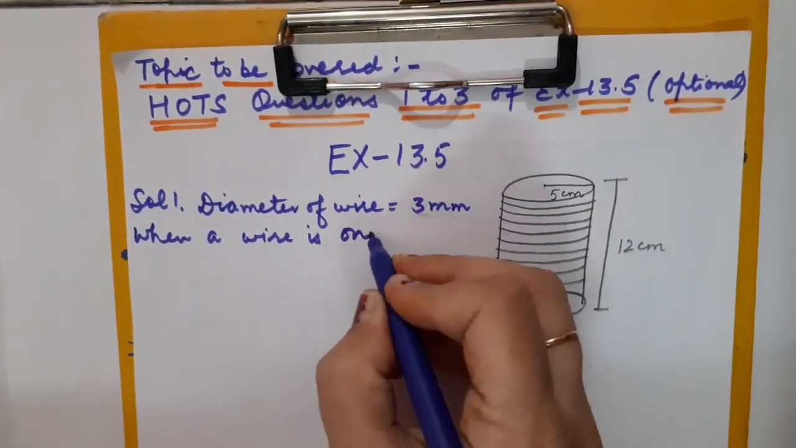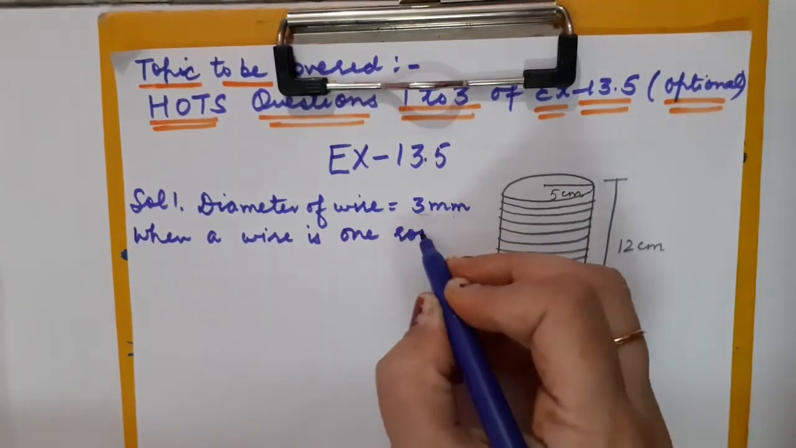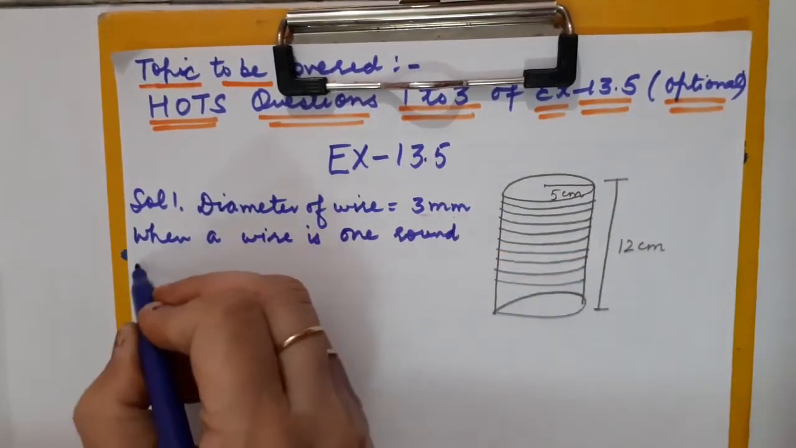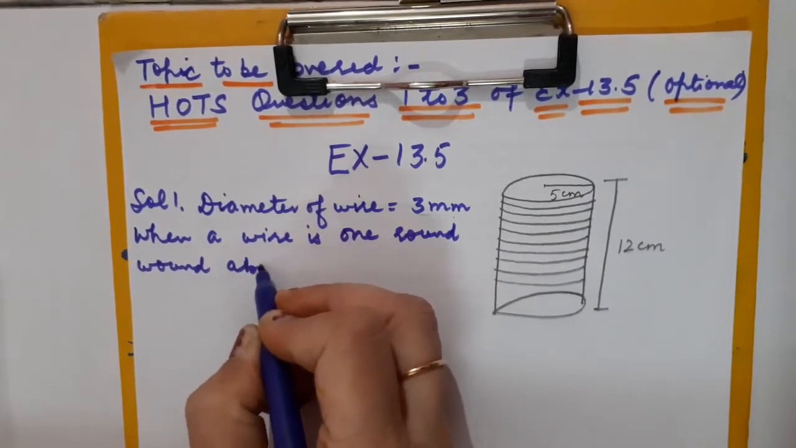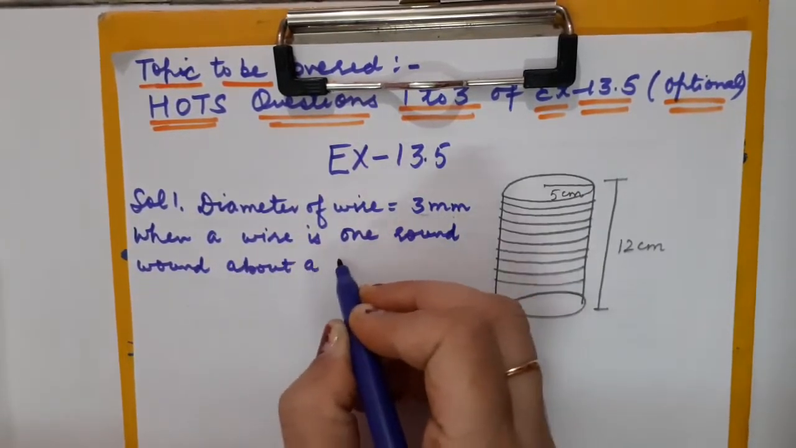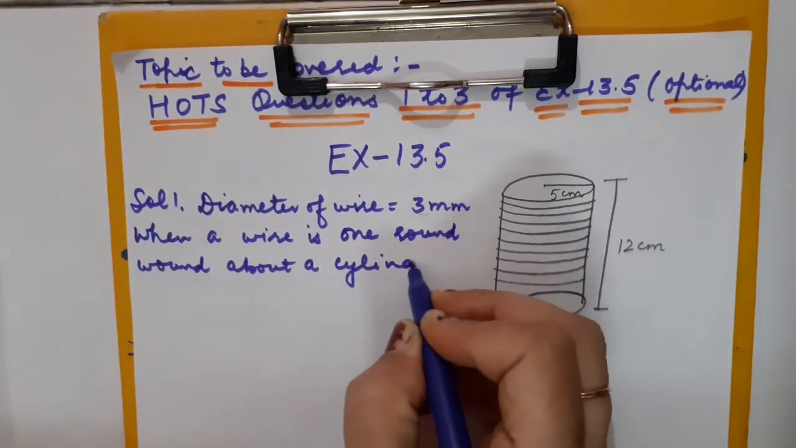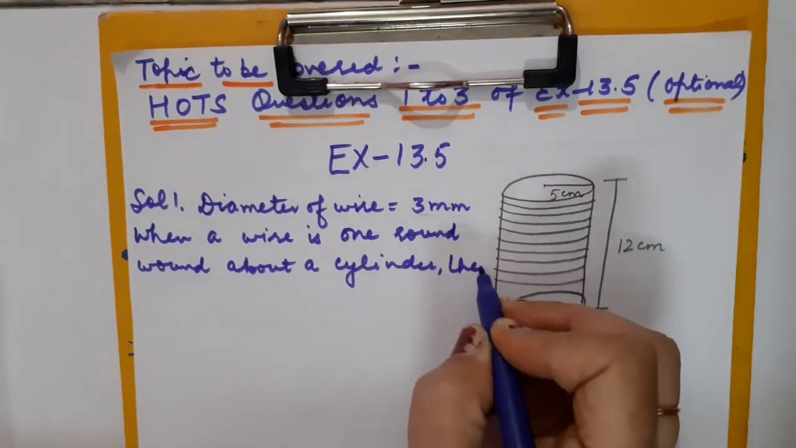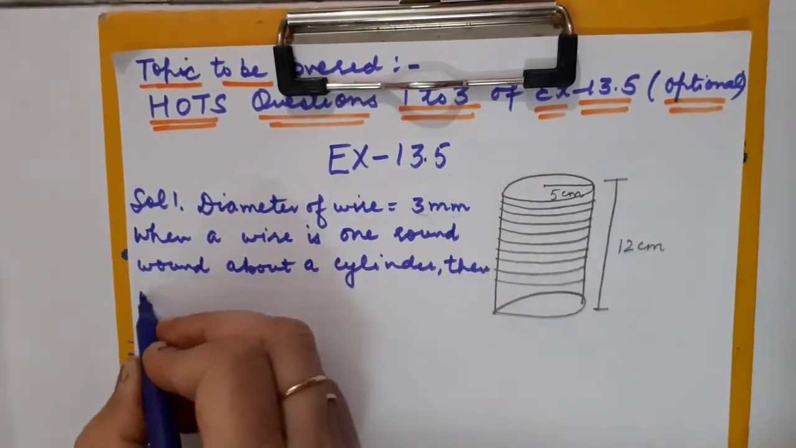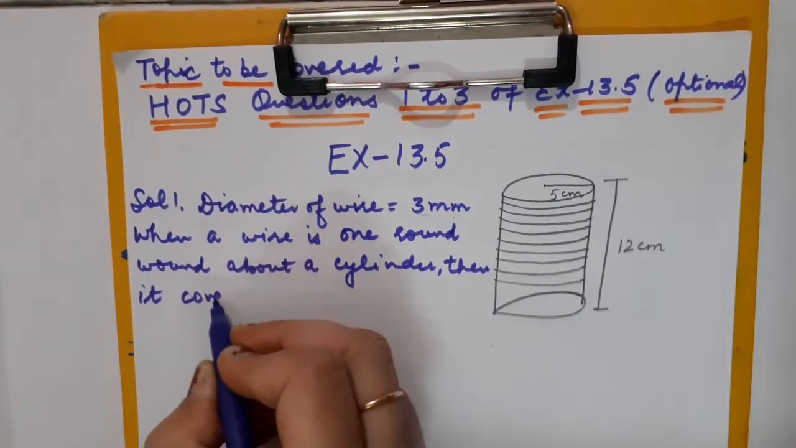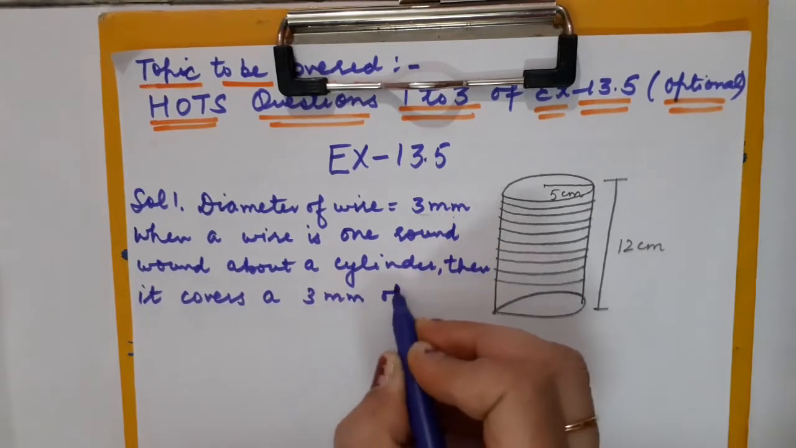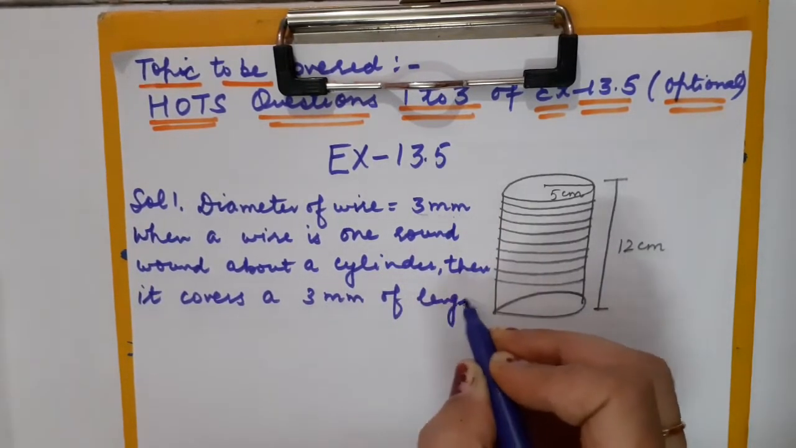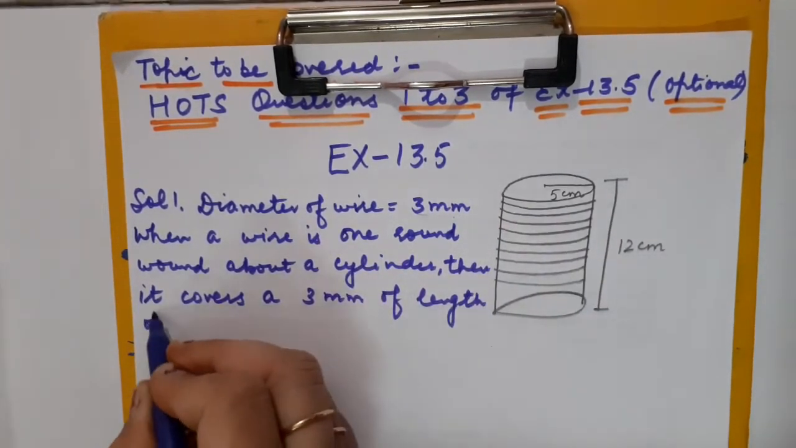So here we are supposed to write: when a wire is wound one round about a cylinder, then it covers 3 mm of length of the cylinder.